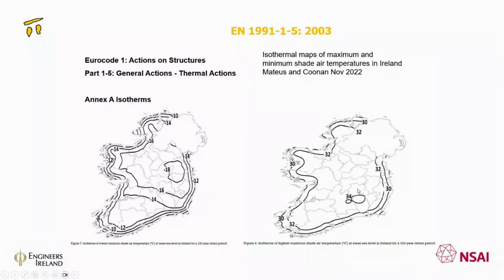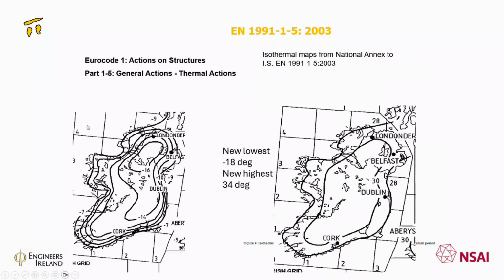Kilkenny, Laois and so on area, and 30 degrees around the western seaboard. And they can be compared with the older map, which was in the first generation Eurocode, EN 1991 Part 1-5, 2003. And it was also in the previous British standards and so on, because this is an extract from a map that includes Ireland and the UK.